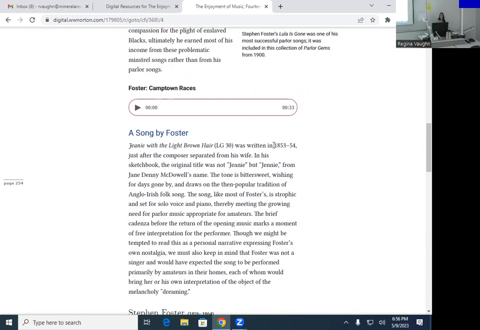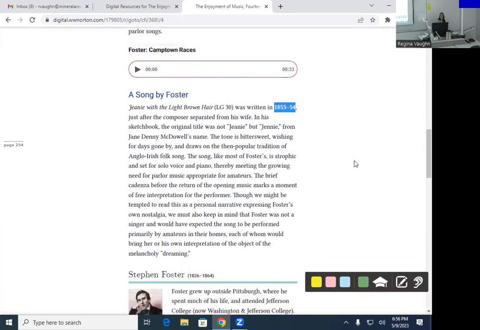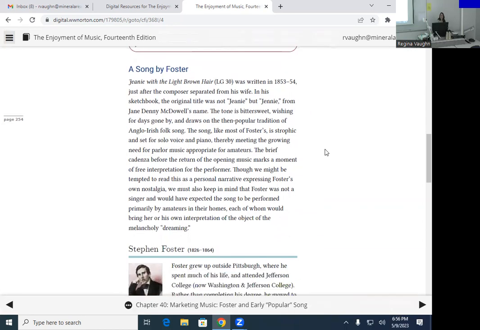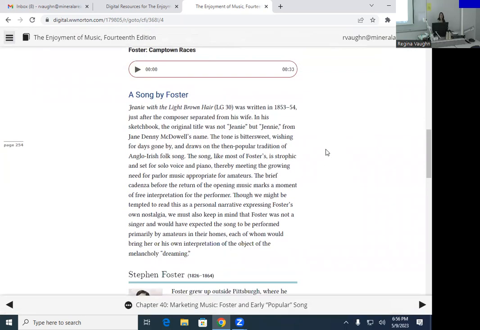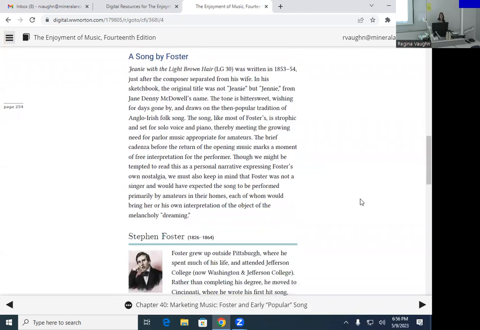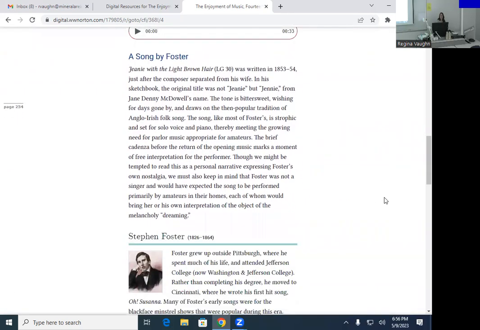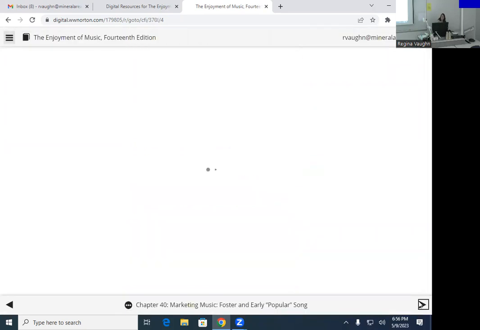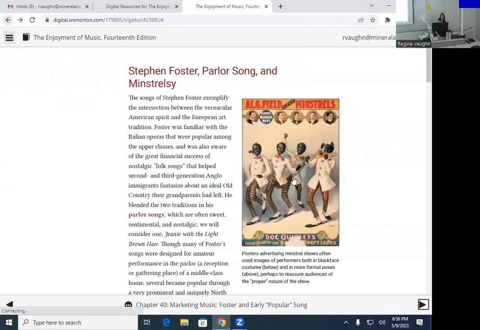Jeannie with the Light Brown Hair was written in 1853 to 1854, just after the composer had separated from his wife, Jane Denny McDowell. The tone is bittersweet because he's thinking about better days that they had together, and it sounds very much like a folk song. I think we're going to hear Jeannie here. Let me double check, make sure. Yeah, we are. Okay.